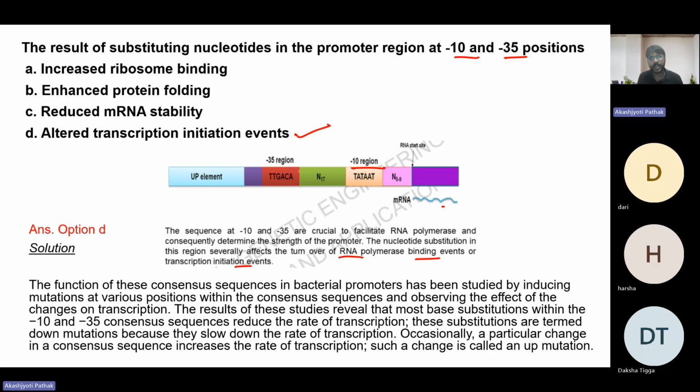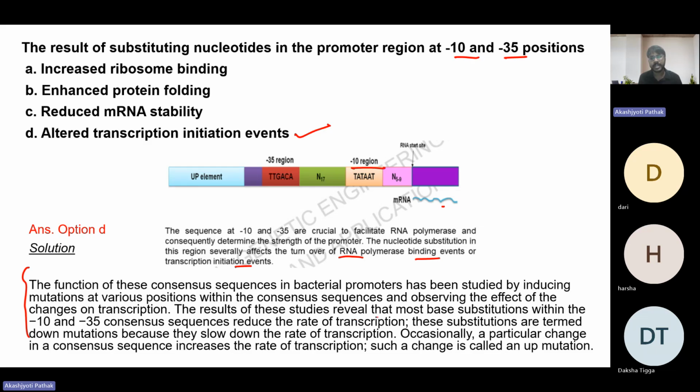Your binding of the RNA polymerase to the promoter will also get hampered. So you can read all this. The function of these consensus sequences in bacterial promoters has been studied by inducing mutations. So how did the researchers come to know that these sequences are very necessary? They made several mutations in these sequences, and they found that if you mutate this A to T, for example, then your RNA polymerase is not able to bind. You are getting less expression of the mRNA.